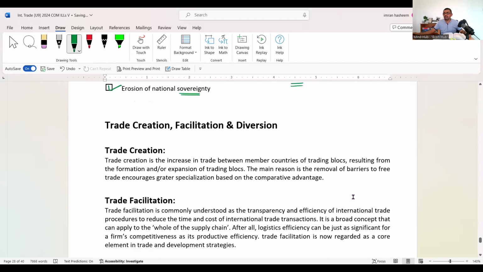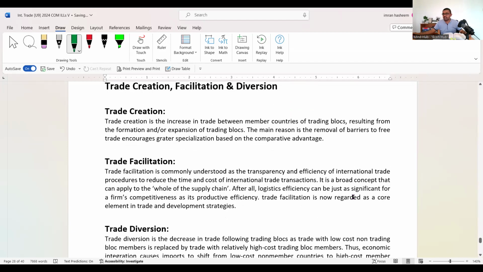Right. The important concepts: trade creation, trade facilitation, trade diversion. What is trade creation? Trade creation is the increase in trade between member countries of the trading blocks. Remember, trading blocks could be, we can start with free trade area also, but anyway: free trade area, customs union, common market, economic integration, economic union. These are all different forms of what blocks? Trading blocks. Okay.